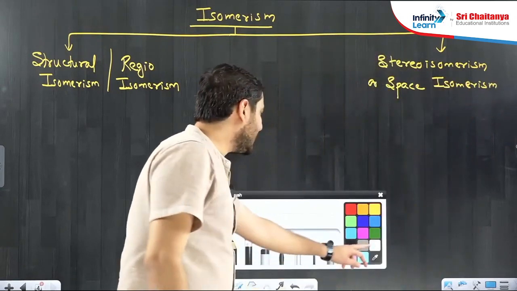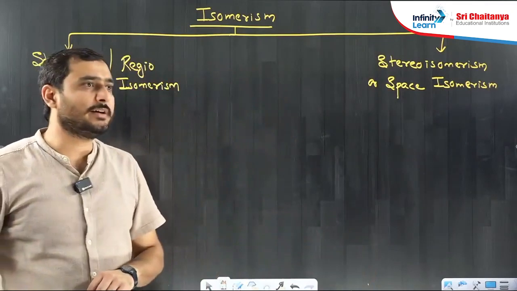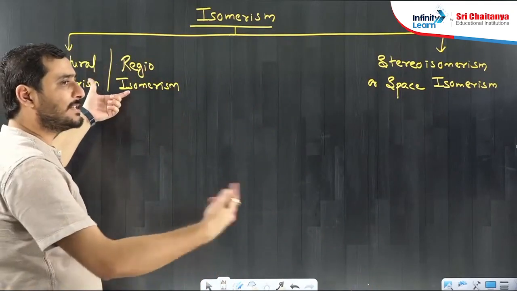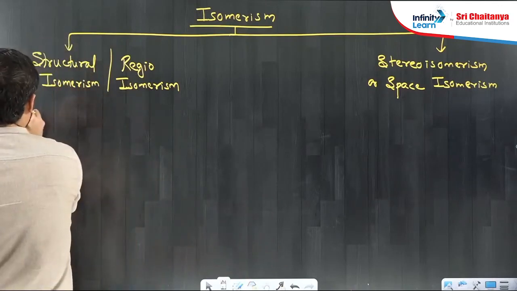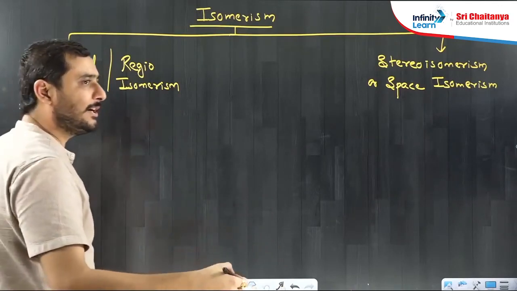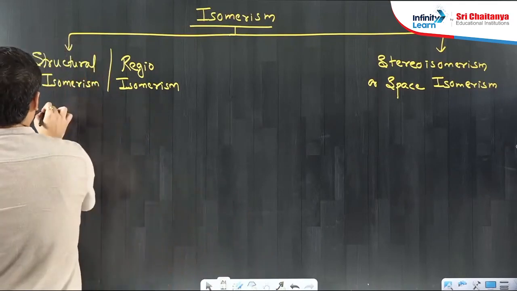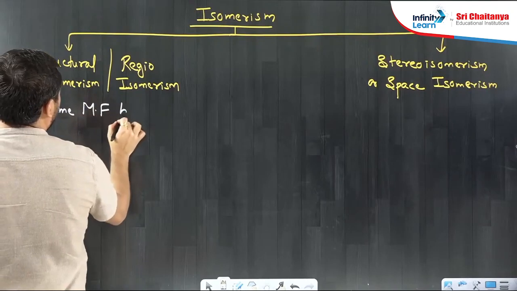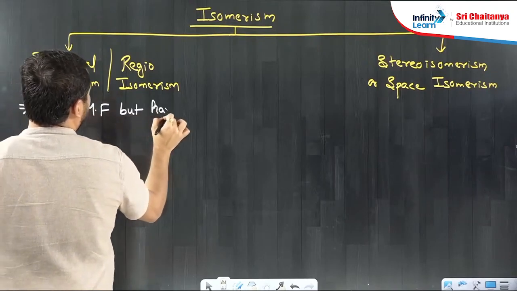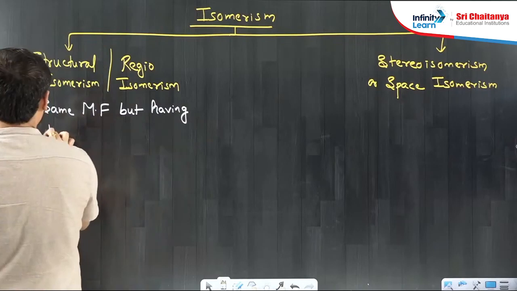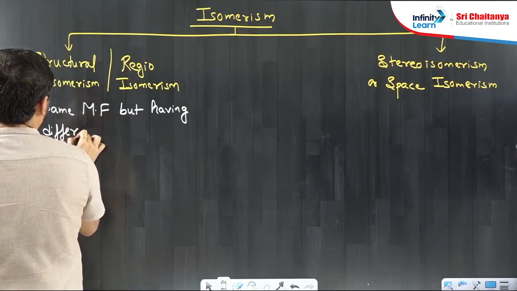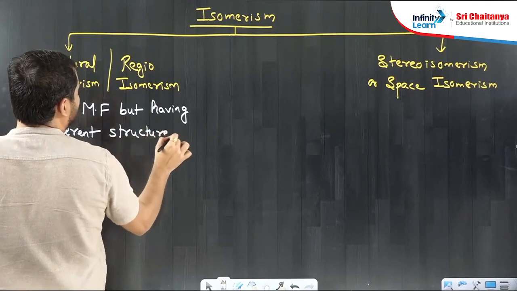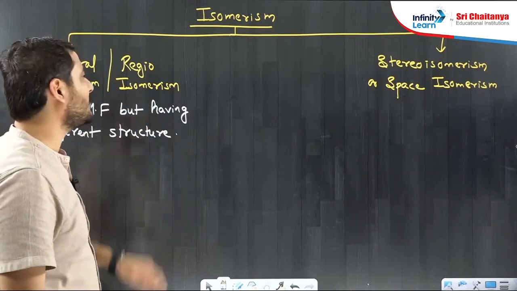Now, in the case of structural isomerism, compounds will have the same molecular formula but different structural formula, meaning the arrangement of atoms in bonds will be different. Different types of bonds are present. So what we write here: same molecular formula but having different structure. Different structure means different types of bonds are present. That will be called structural isomerism.